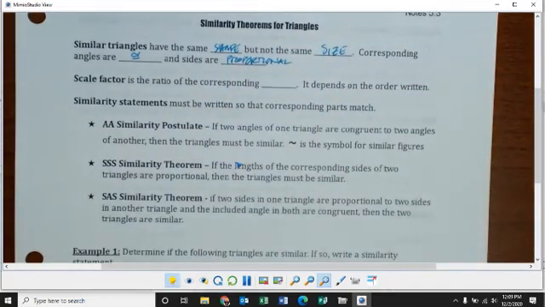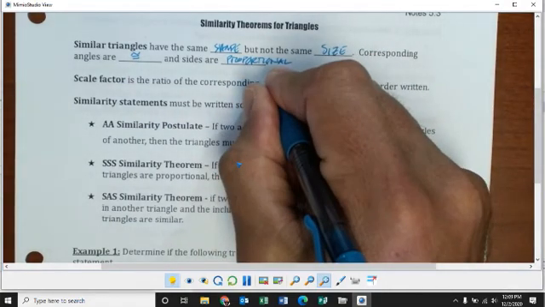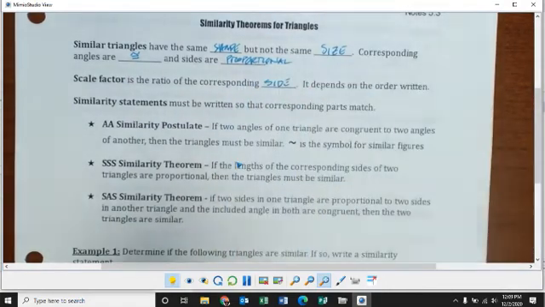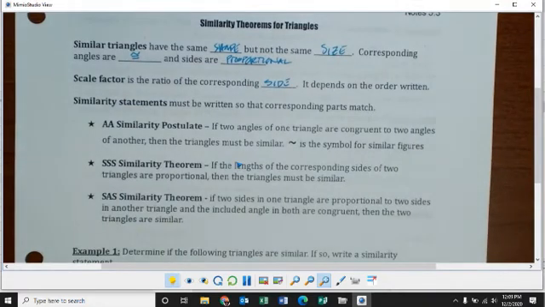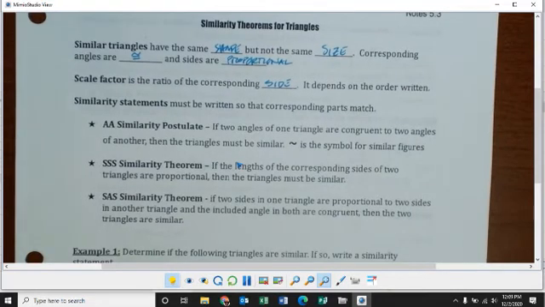And then scale factor is the ratio of the corresponding sides, or side lengths. It depends on the order written. So scale factor for an enlargement we talked about is greater than 1. For a reduction is between 0 and 1. So depending on which one you consider to be the original and which one you consider to be the image will tell what the scale factor will be.